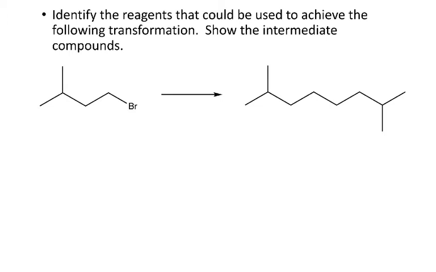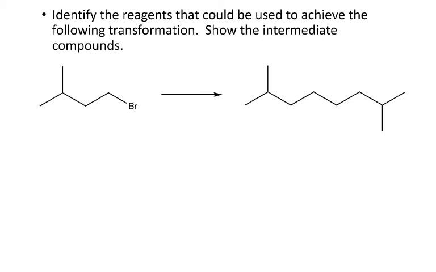Okay, so one final example. So we check our carbon chain. 1, 2, 3, 4. 1, 2, 3, 4, 5, 6, 7, 8. So obviously we've increased the carbon chain. And so we're either going to use the terminal alkylation or the Gilman's reagent. And in this case, if you notice, we've essentially just doubled our starting compound, and we've connected them together. So this seems like a good case to use the Gilman's reagent.